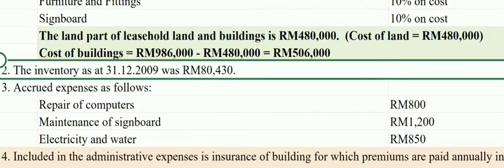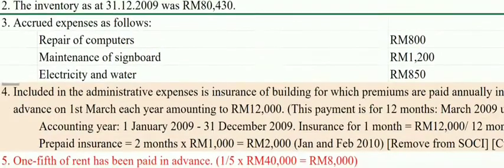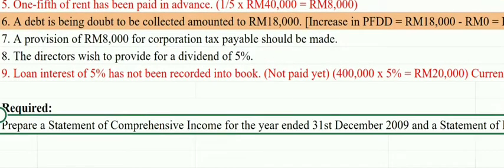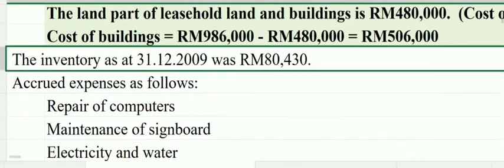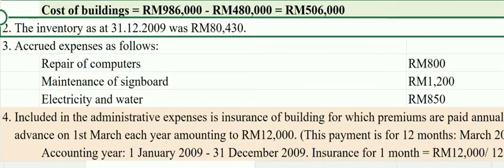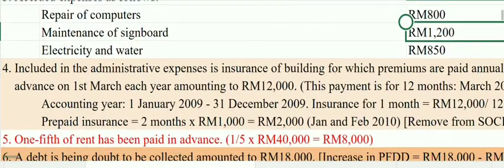Here, inventory as at 31st December 2009 was this number. Okay, let's look at the question. The question asks us to prepare statements, SOCI for the year ended 31st December 2009. Therefore, this information is closing inventory. They give us accrued expenses. Remember, we must put all this into current liabilities. These are current liabilities in the SOFP. And remember, you must add this into expenses in SOCI.